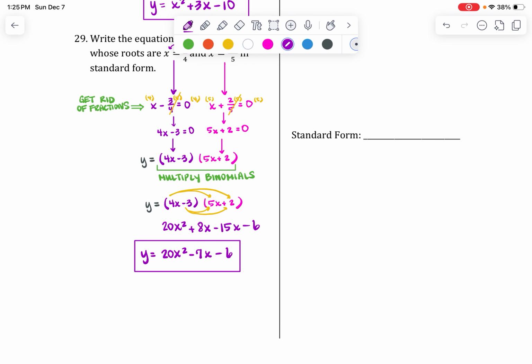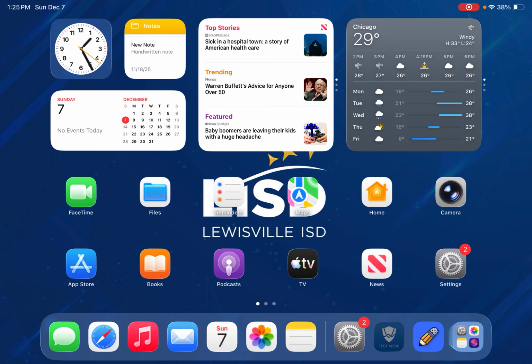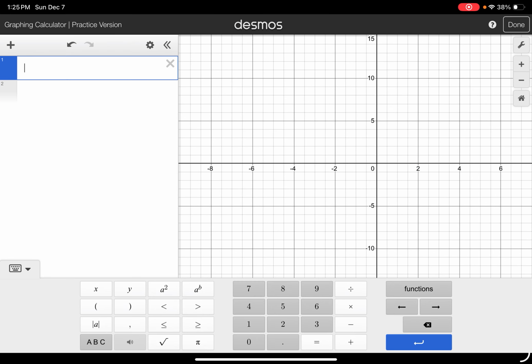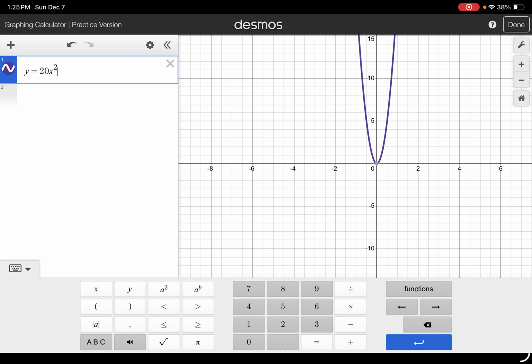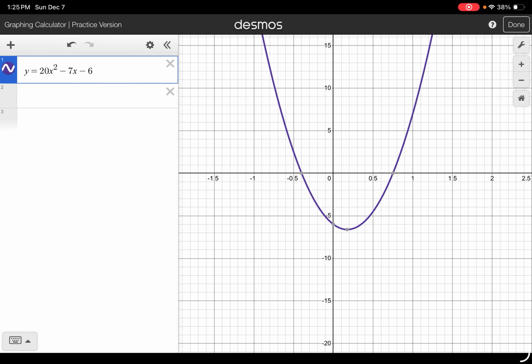Now, you know I'm going to go into Desmos and type that in to make doubly sure that this function does, in fact, give me the solutions of 3/4 and negative 2/5. So here we go. y equals 20x squared minus 7x minus 6. Let me blow this up just a little bit. And I'm going to go in here. Oh, negative 0.4, right? That would be the negative 2/5.